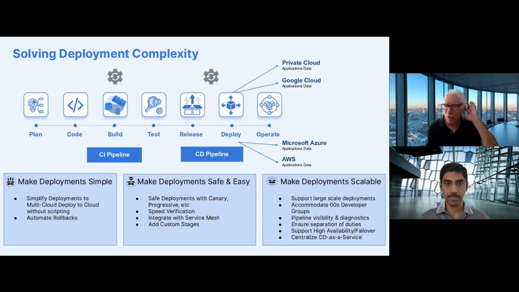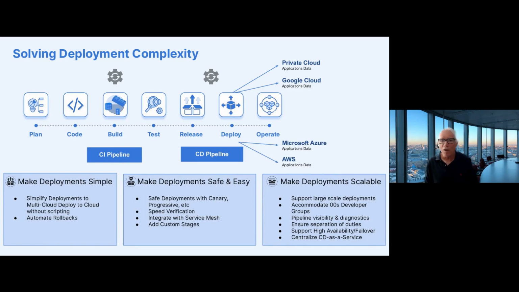Now, one of our major missions is solving deployment complexity. Deployments are getting more complex as our customers transition to multi-cloud or cloud-first strategies. And as this transition happens, an increasing number of microservices are being developed and deployed using tools like Kubernetes. That's why we're here. With all this complexity, it's critical to make deployments simple by removing scripting and supporting automatic rollbacks, safe and easy with out-of-the-box deployment strategies like Canary and Blue-Green, and scalable.